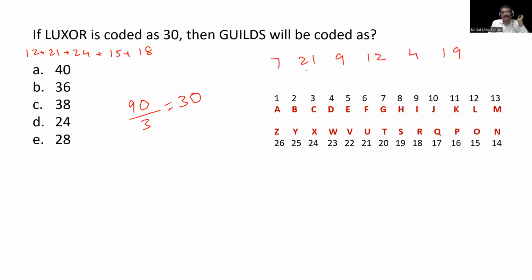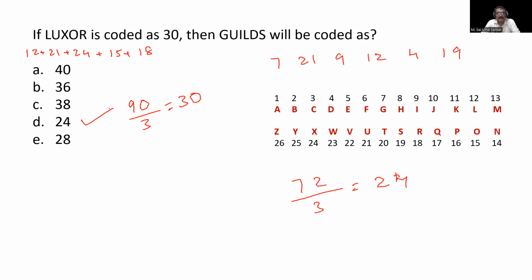What is the sum? 21 plus 19, 40, 47, 47 plus 9, 51, 51 plus 12, 63, plus 7 plus 4, 69. Is it correct? Once again, 7, 28, 37, 47, 49, 53, 62, and this is equal to 72. 72 divided by 3, that is equal to 24. Option D is the correct answer.